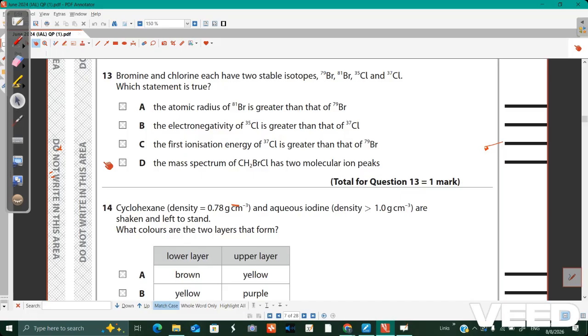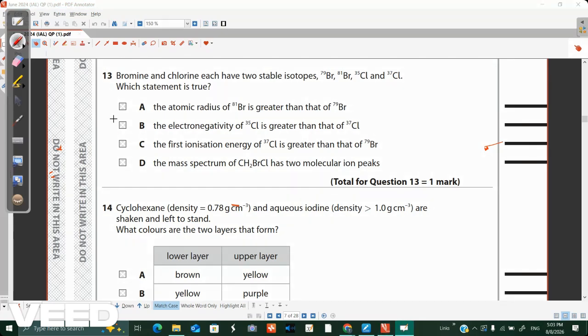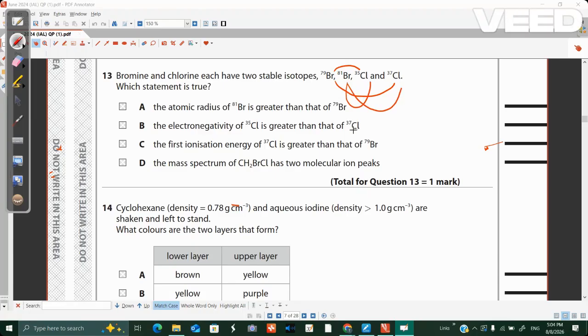The mass spectrum has two molecular ion peaks. Yeah, the molecular ion peak is the peak with the highest molar mass. Two molecular ion peaks. Right, mass spectrum. So here you have Br and Cl. How many combinations are there? You have combinations of 79 and 35, 79 and 37, 81 and 35, 81 and 37. But remember, mass spectrum is only related to m divided by z, mass divided by charge.